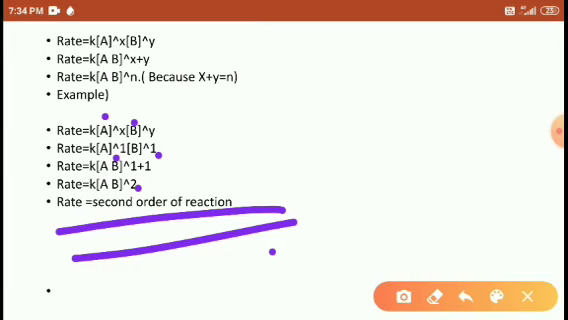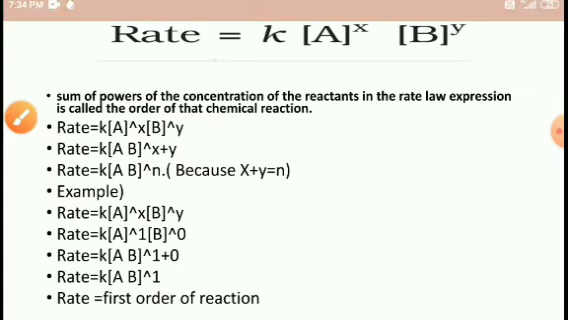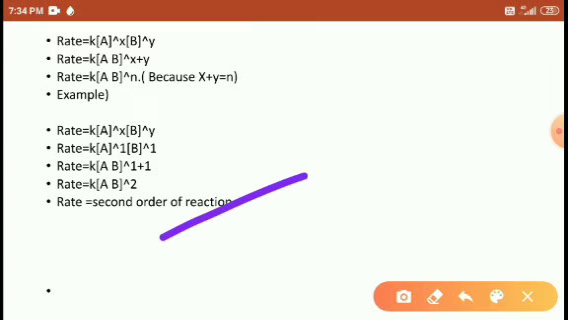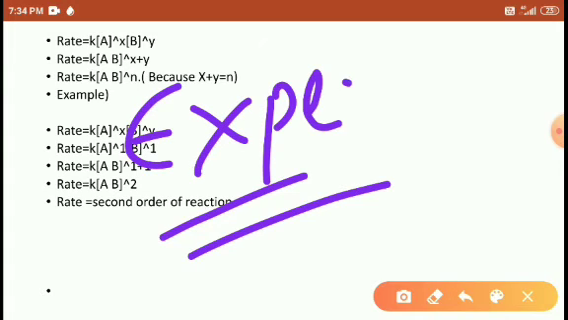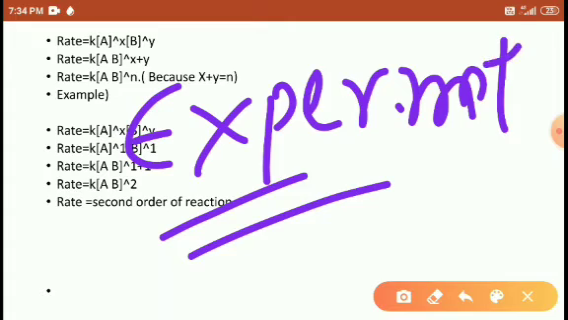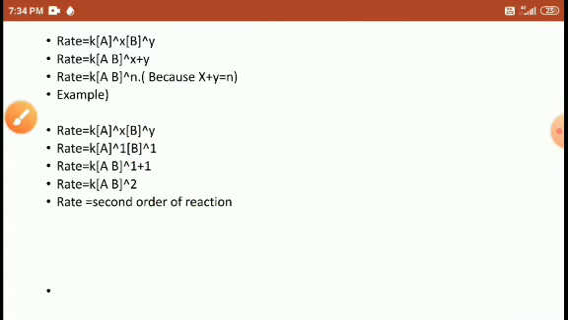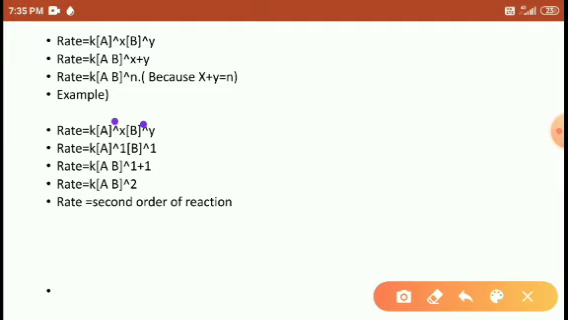So students, keep one thing in mind. Whether it is the first order or the second order of reaction, these are determined experimentally, students. It is not a theoretical concept, it is an experimental concept. That's why we are not using the stoichiometric coefficient. The stoichiometric coefficient will not decide the rate of the reaction. The experimentally determined power will decide the rate of reaction.